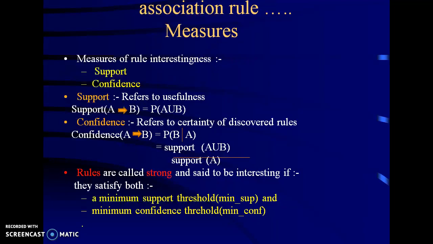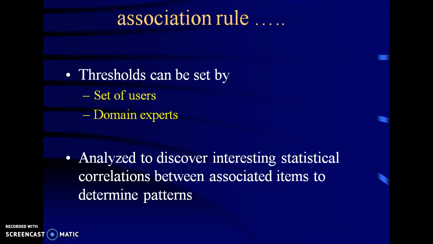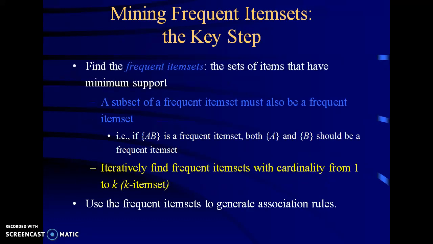So you set a particular threshold, let's say support should be at least 2%, so this becomes your minimum support threshold. And who decides this threshold? This threshold gets decided either by the domain expert or by the set of users. This is again an important thing.